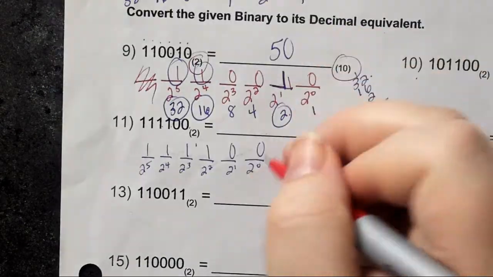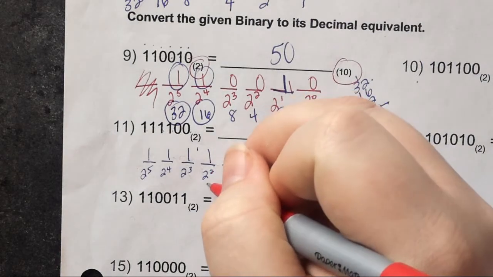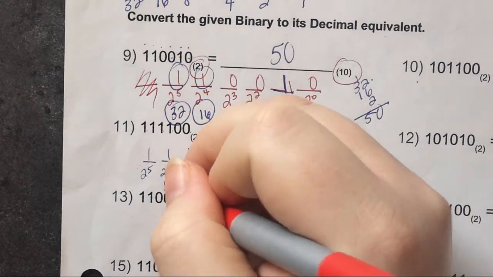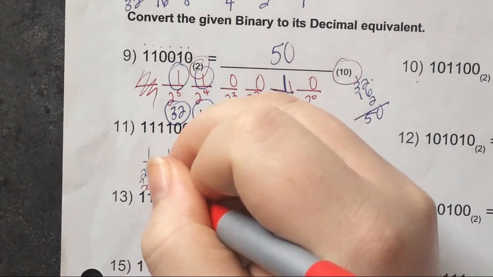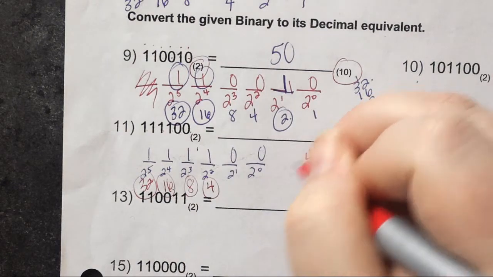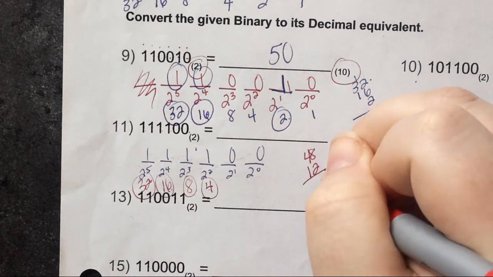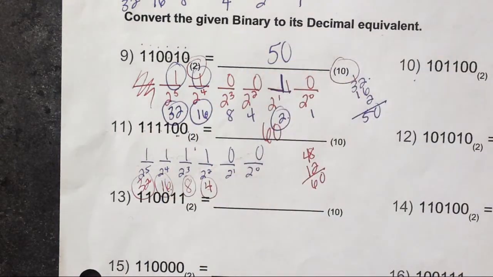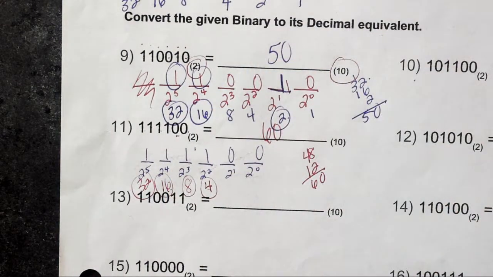I don't have any of these. The first one I have is 2 to the 2, which is 4. The next one I have is 2 to the 3, which is 8. 2 to the 4, which is 16. 2 to the 5, which is 32. I need to add all those together. So 32 and 16, that's 48. 8 and 4, that's 12. So it ends up adding up to 60. So this number in base 2 converted back to base 10 is 60.